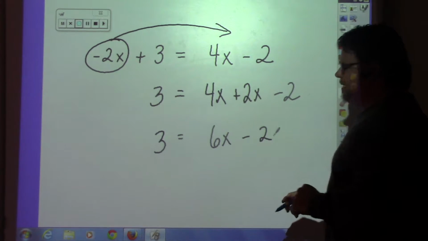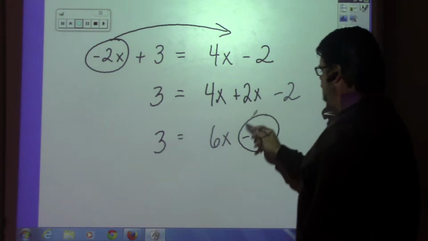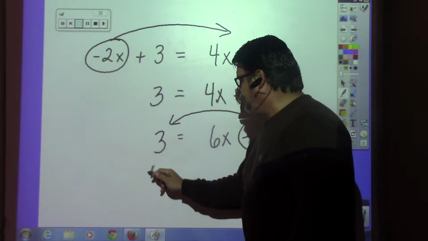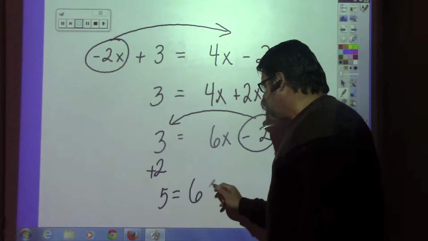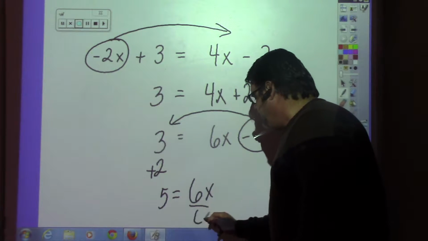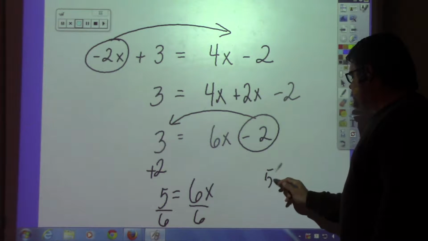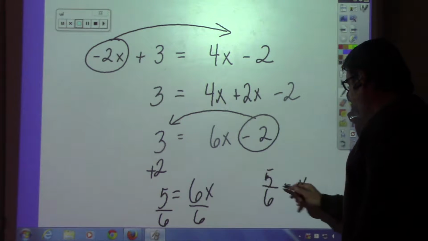minus 2. Now we have our 6x together. 2 goes where? Across the river, that becomes a what? Positive 2. 5 is equal to 6x. Now what? 5 over 6 is equal to x.